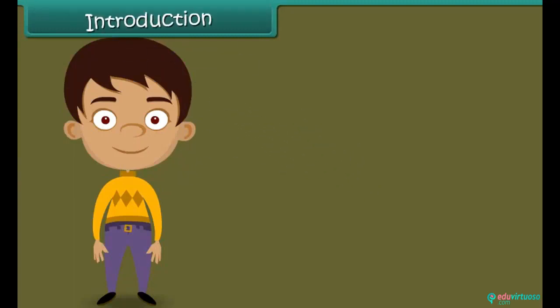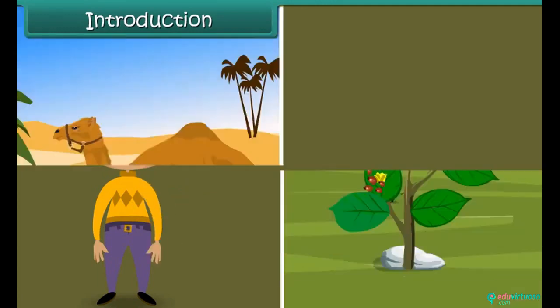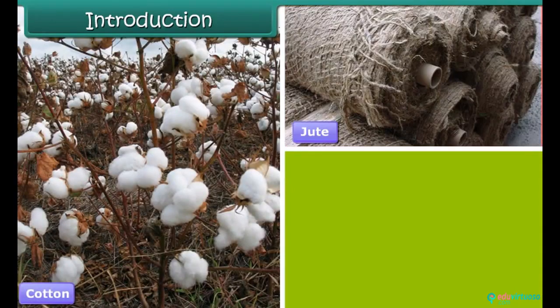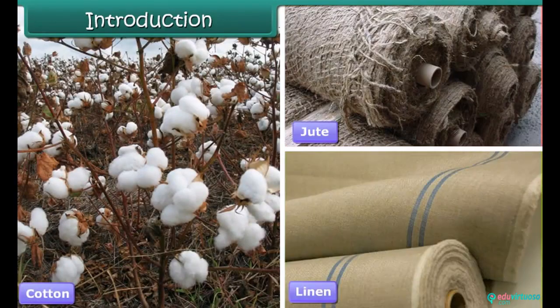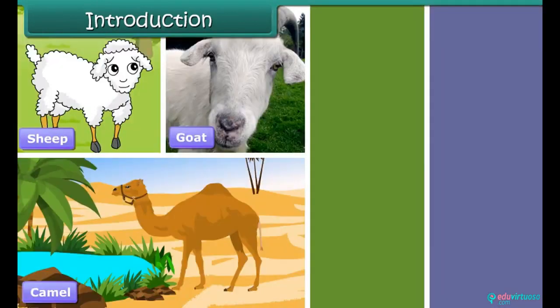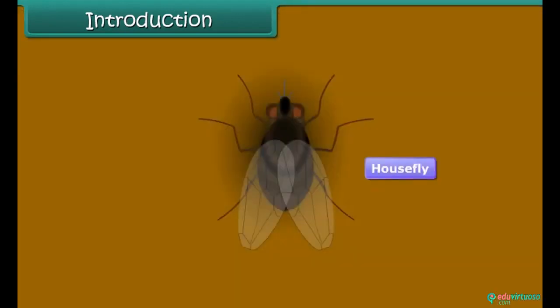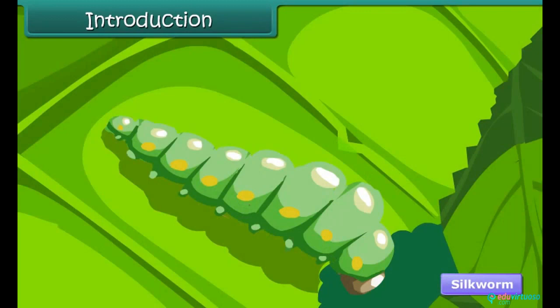Introduction. Fibers can be obtained from both plants and animals. Some familiar plant sources of fiber are cotton, jute, and linen. Some well-known animal sources of fiber are sheep, goat, camel, alpaca, and a llama. If we treat insects as different from animals, then the silkworm can be classified as an insect source of fiber. In this lesson, we learn about an animal fiber, namely the wool, in detail.